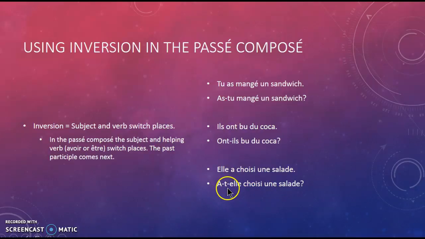So take a look here. If you remember, when we made questions before in the present tense with the il, elle, or on subject, we did have to sometimes add a T for pronunciation, and we have to do the same here when avoir is our helping verb.